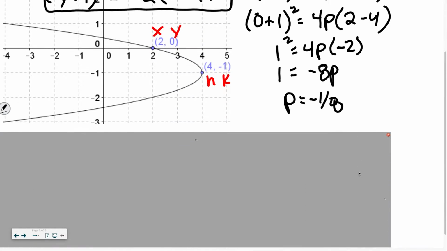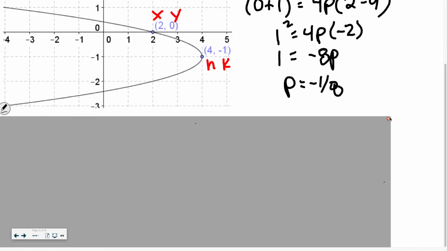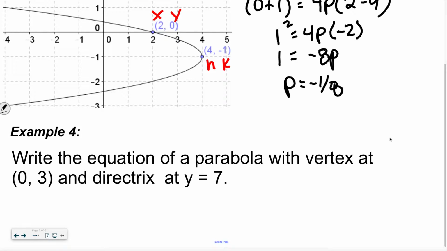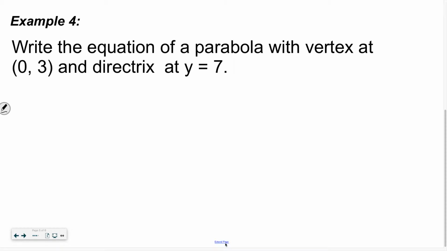Okay, one more for you to try on your own. I'm going to pass back your graphing quizzes while you guys are working on this. Then I'll put the answer on the board. So go ahead and see if you can do this one on your own.